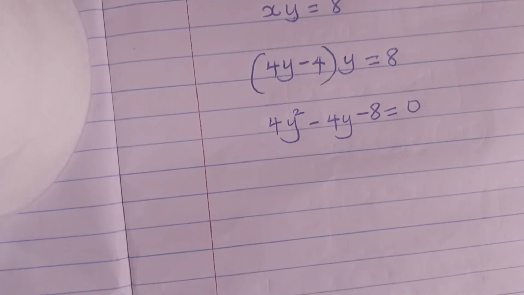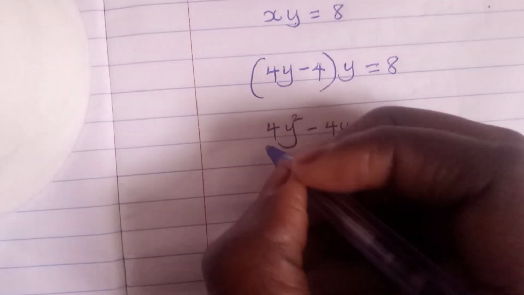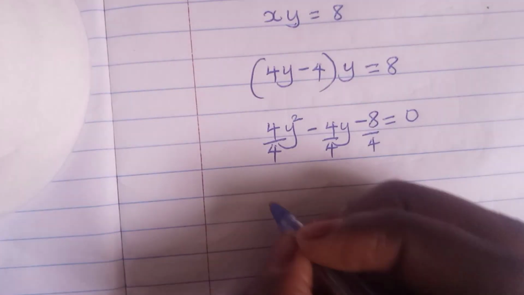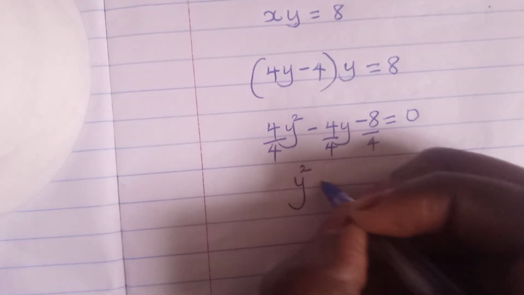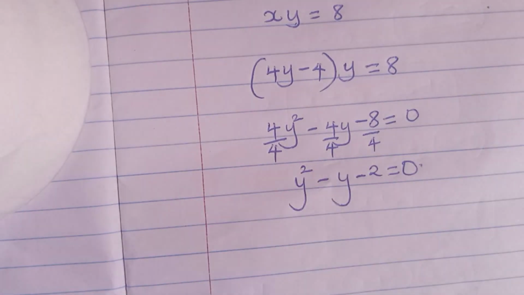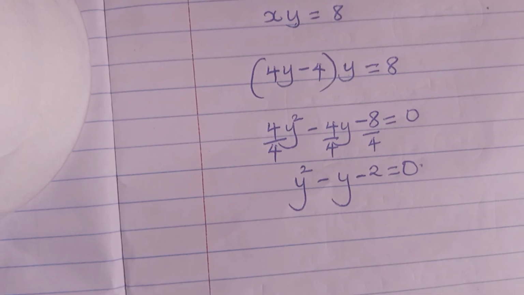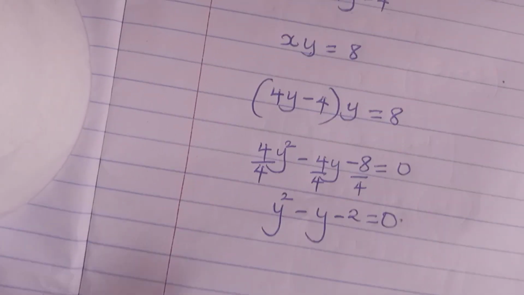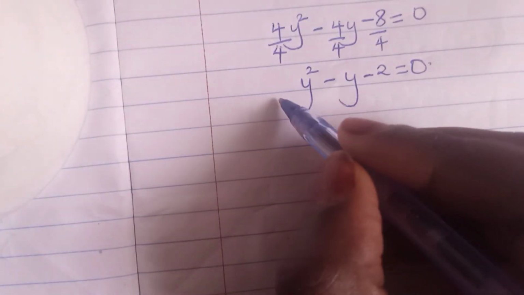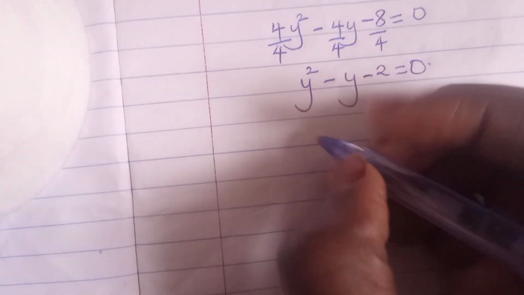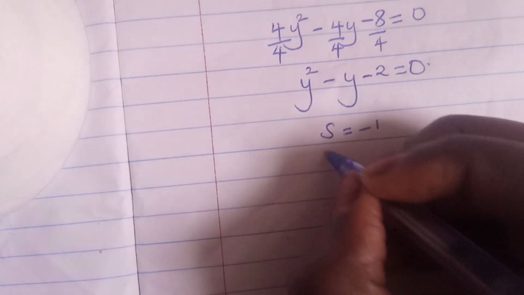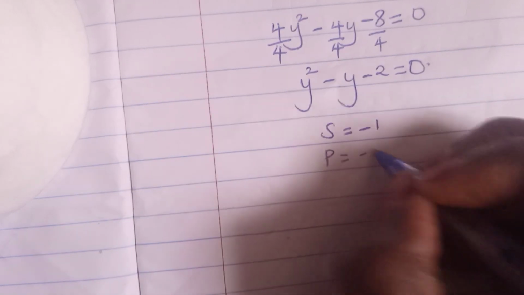We have formed a quadratic equation. Let me divide both sides by 4 to simplify the equation. So this is y squared minus y minus 2 equals 0. Right? I want to solve it using the factorization method. My sum will be negative 1 and my product will be negative 2.